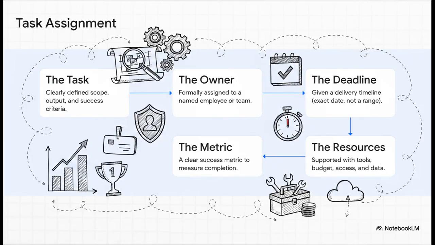And when a task gets created in one of these meetings, it has to follow this exact formula. What is the task specifically? Who owns it? And I mean a person's name, not a department. When is the exact due date? What resources do they need to get it done? And how will we measure success? This removes all the guesswork. A task defined this way is just so much more likely to actually get done.